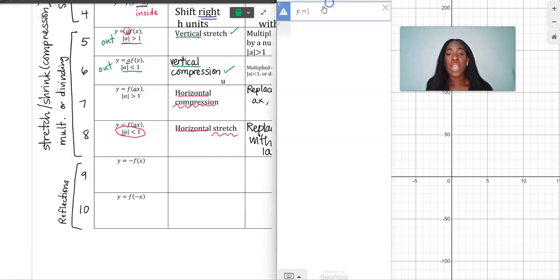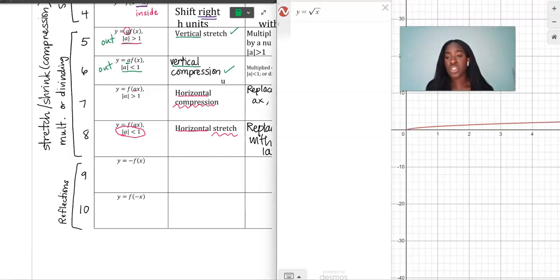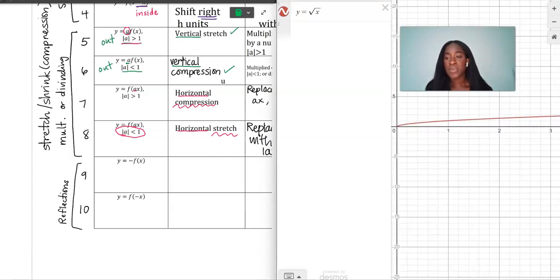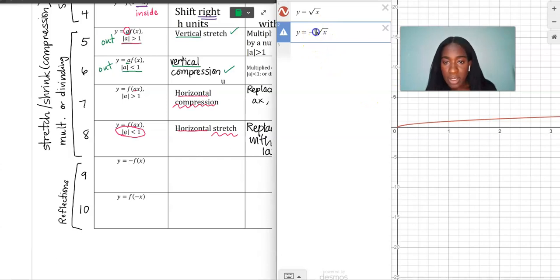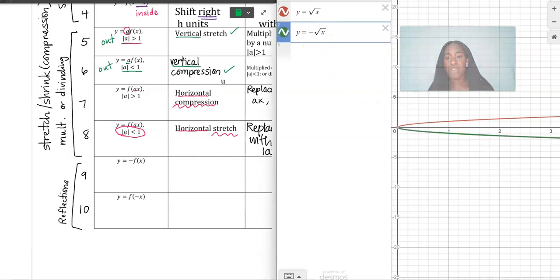But to see what's going on with numbers 9 and 10, this time I'm going to look at the parent function, the square root of x. This graph looks like this. In number 9, we can see that there is a negative being multiplied to the outside of the function. So that looks like y is now equal to the negative square root of x. Let me move this. And now we can see what that new graph looks like.